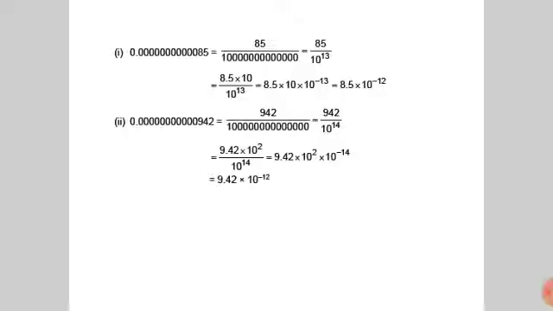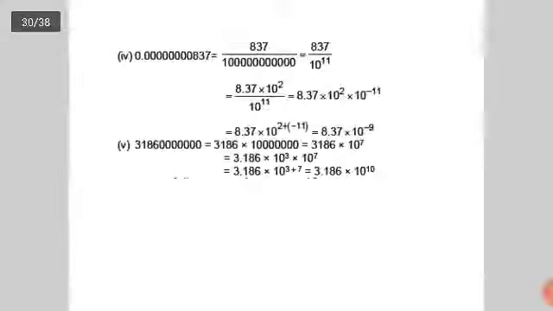So next one, how many digits are there? So 14 digits are there. 942 divided by 10 power 14. So 9.42 into 10 power 2. So take a decimal notation, 10 square. So 9.42 into 10 square divided by 10 power 14. 10 square into 10 power minus 14. So 10 power minus 12. 9.42 into 10 power minus 12.